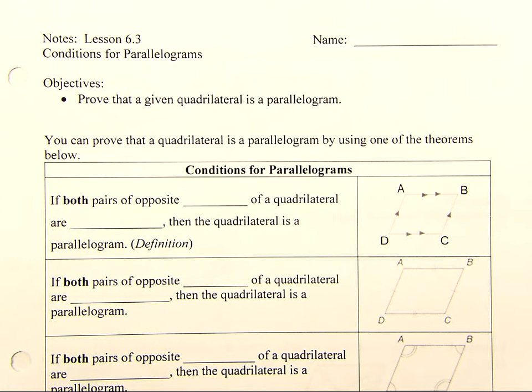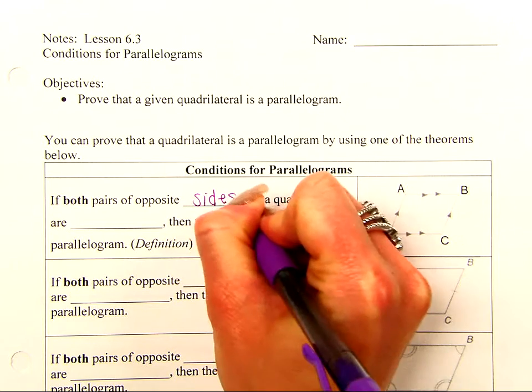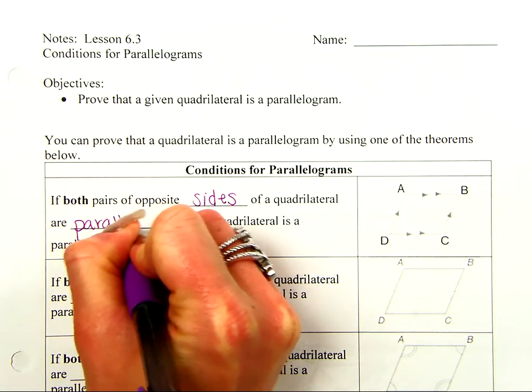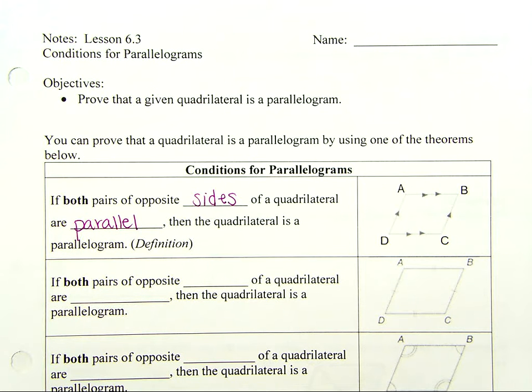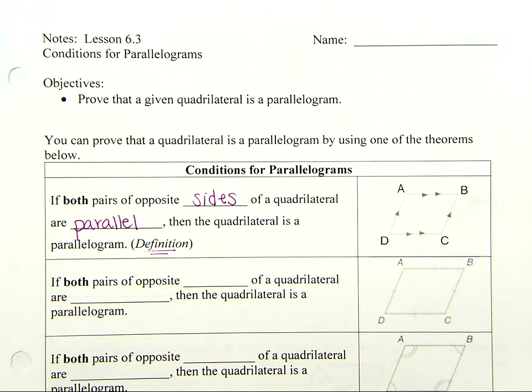The first one says that if both pairs of opposite sides of a quadrilateral are parallel, then the quadrilateral is a parallelogram. So that's basically using the definition of a parallelogram. If you can prove that both pairs of opposite sides are parallel, that's going to prove it's a parallelogram.